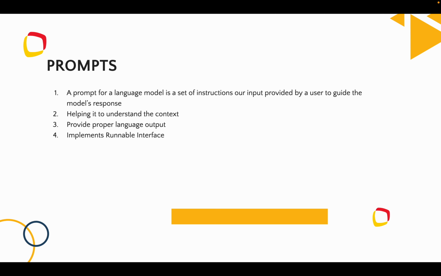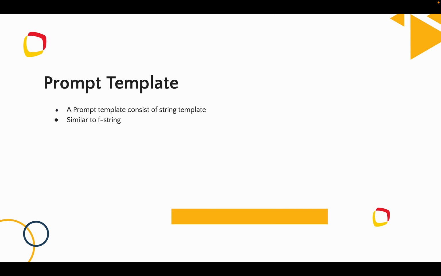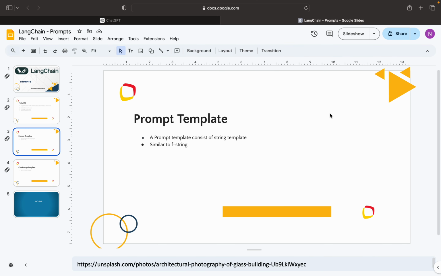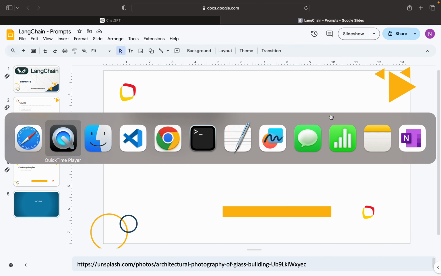There are different kinds of prompts, and we will be talking about two basic prompts in this video. That is prompt template, which is a string based prompt, similar to our f-string in the Python language. So we can see how we can implement the prompt template. For that, let me go to my Visual Studio Code.